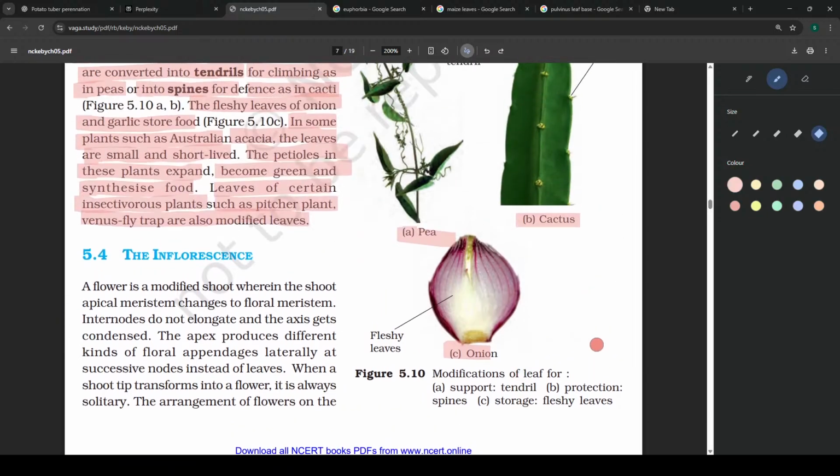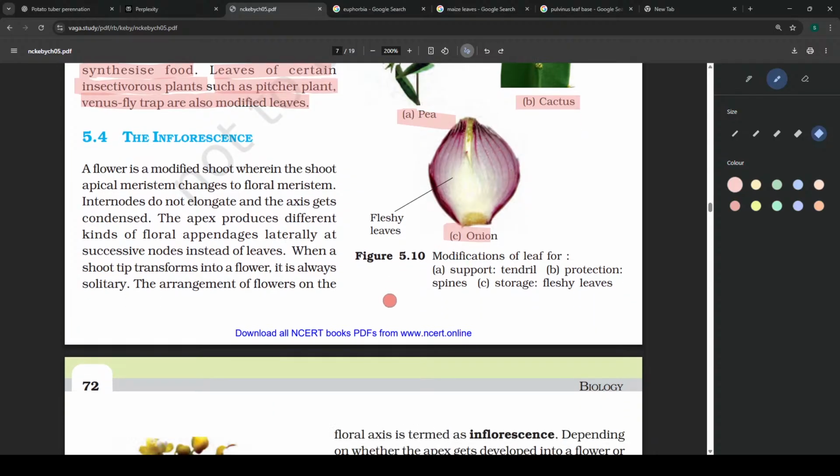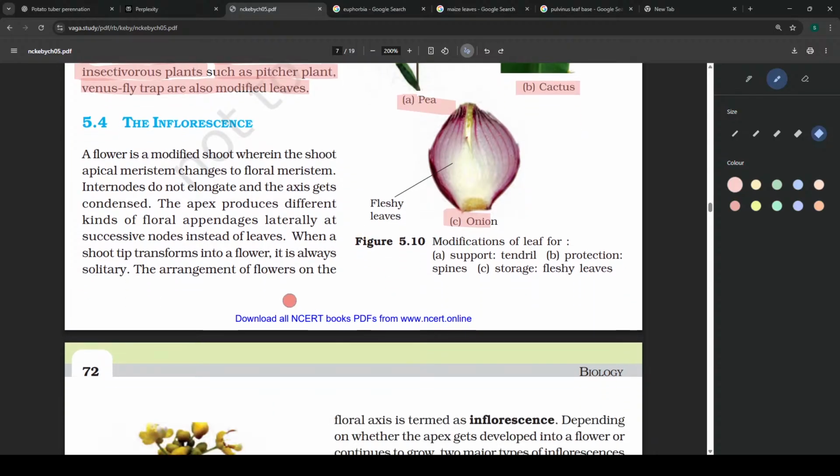The leaf is modified into the Venus flytrap, like the catching organ, the actual trap. The inflorescence: a flower is a modified shoot wherein the shoot apical meristem changes to a floral meristem. Internodes do not elongate, and the axis.